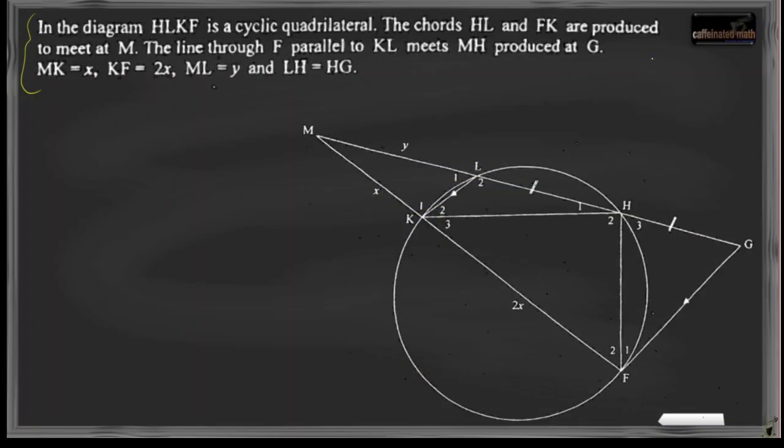Alright, so our strategy is pretty simple. We try to marry the information in our little descriptive paragraph to the diagram as far as is possible. Hence, we do all our solving off of this. First off, we have x over there and 2x. These are line segments KF and MK, which are given over here. And then we also have ML being given y as a parameter over there.